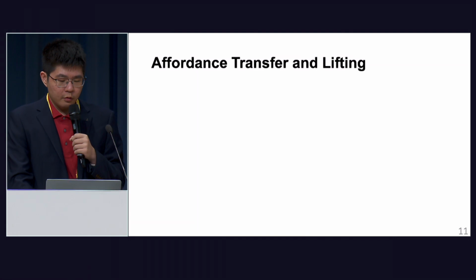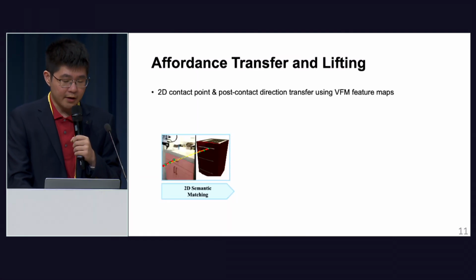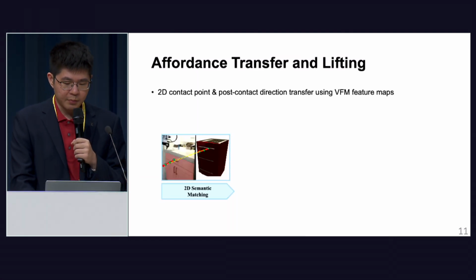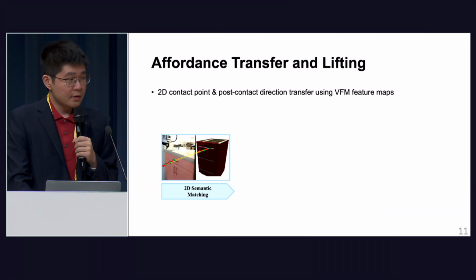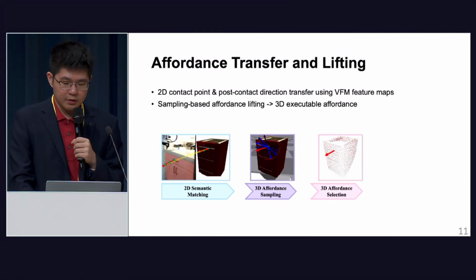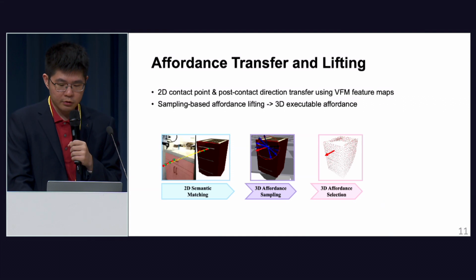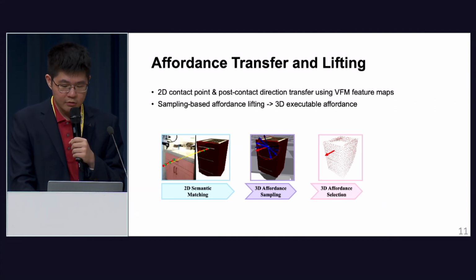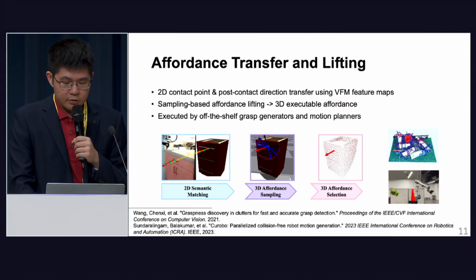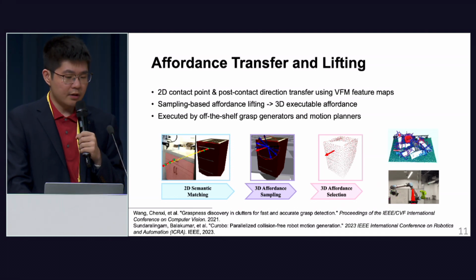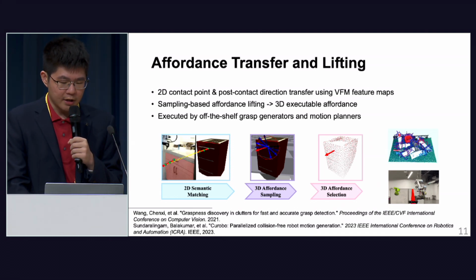After retrieval, we use stable diffusion feature maps again to do 2D contact point and post-contact direction transfer. Then, the transferred 2D affordance is lifted to 3D using a sampling-based strategy. This 3D affordance is directly executed by off-the-shelf grasp generators and motion planners.